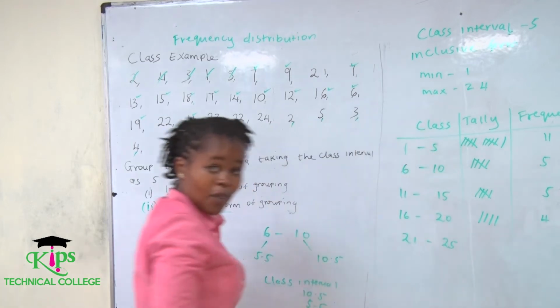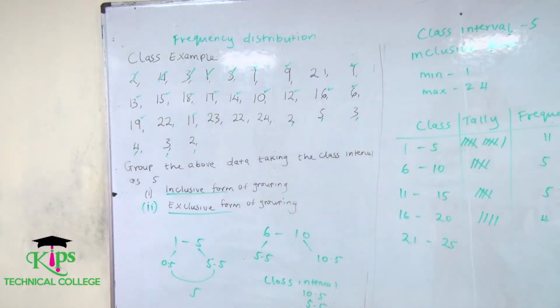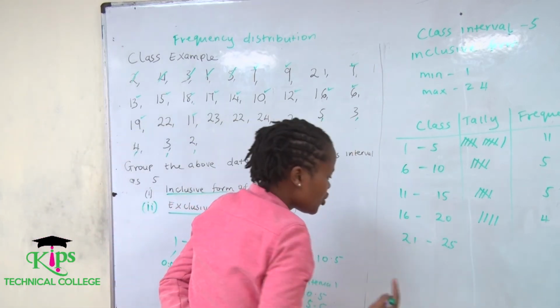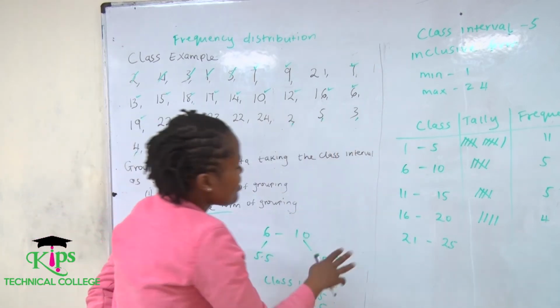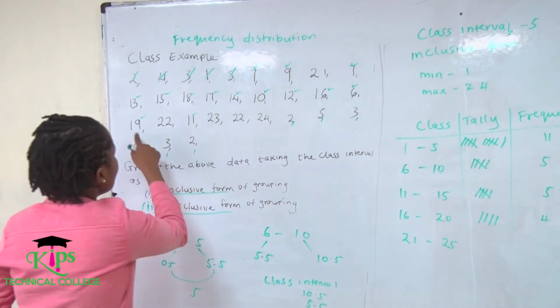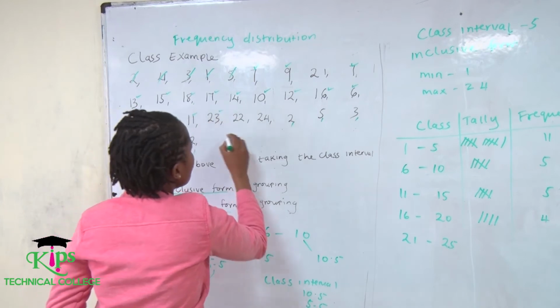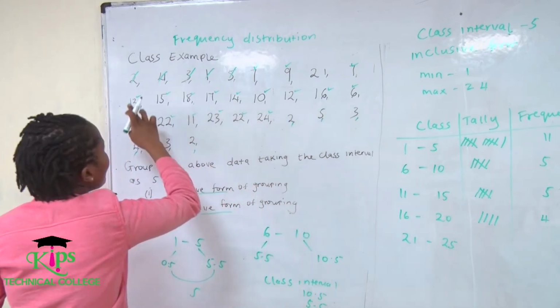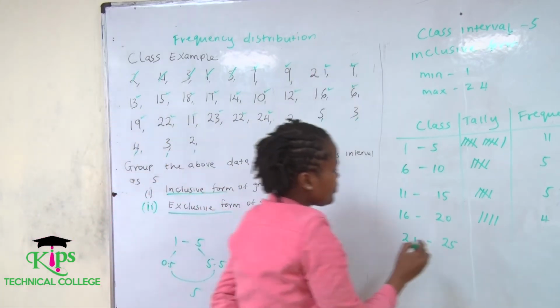You have to be very keen, remember, such that your numbers will be right. I'll show you how you can tell whether you're right. Then the last class is 21 to 25. So here we have 1, 2, 3, 4, 5.